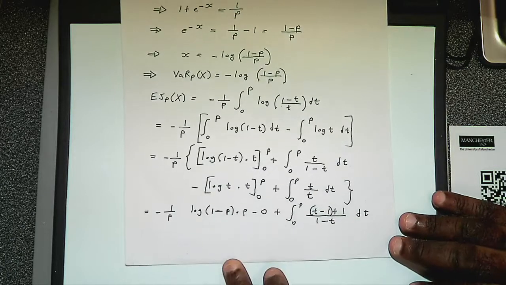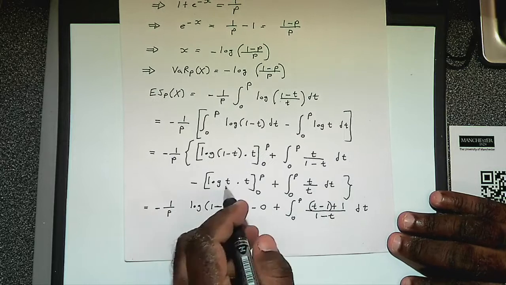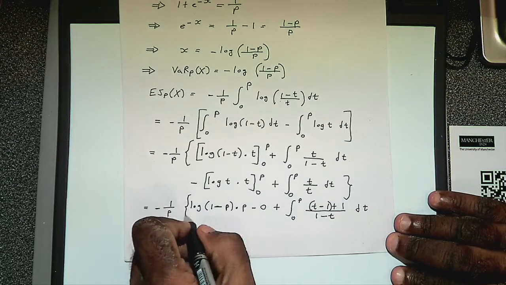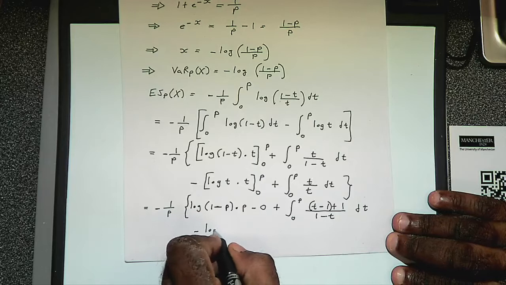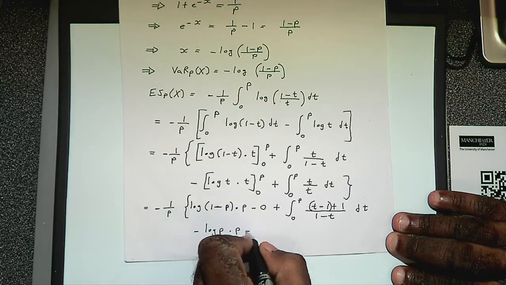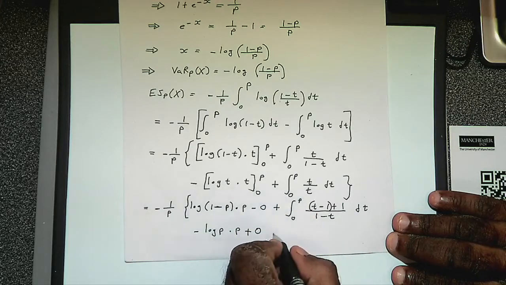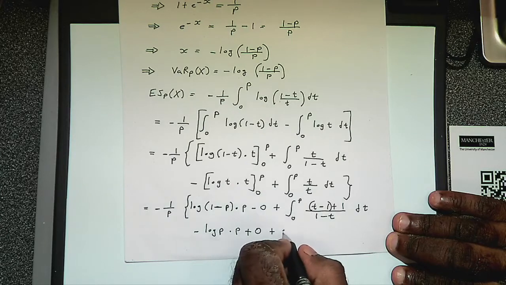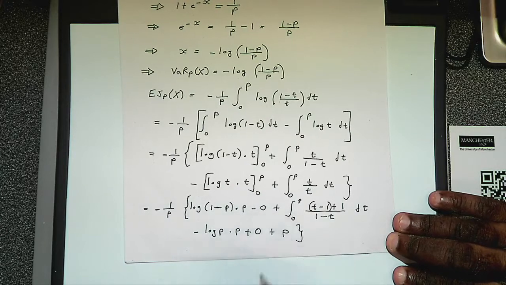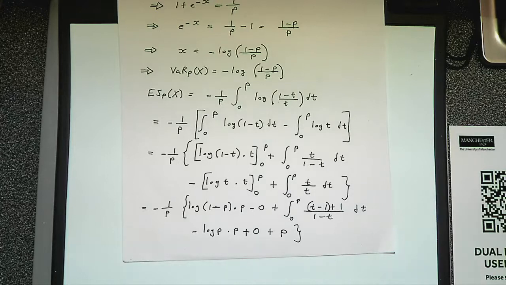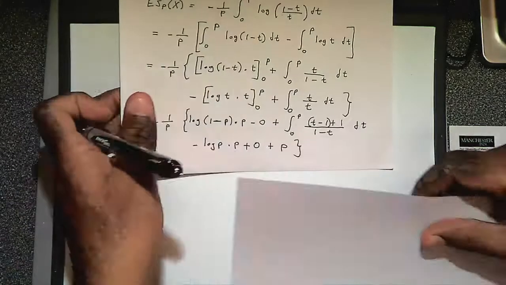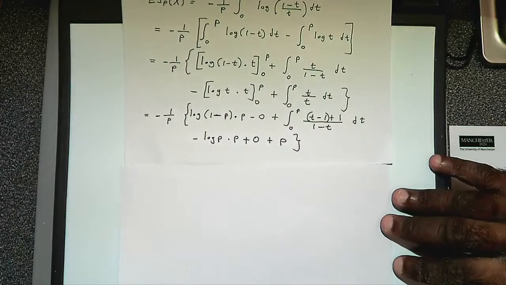Yeah, and here you have, sorry, minus log of p times p plus 0, and the integral of 1 is t, so you get p. All right, so what is left is just to do the integration for this. Yeah, so what is left, check my calculations.